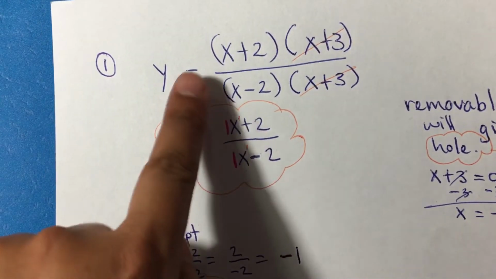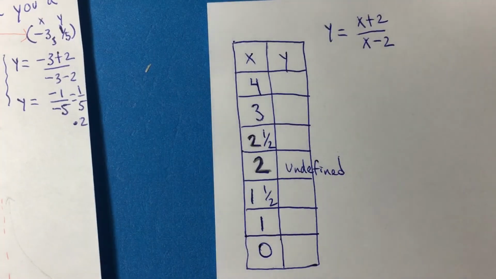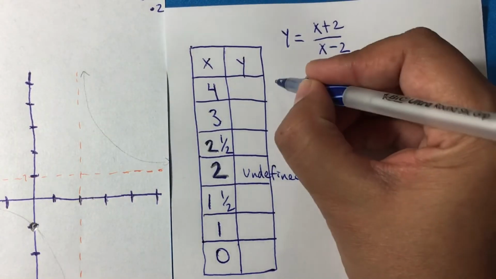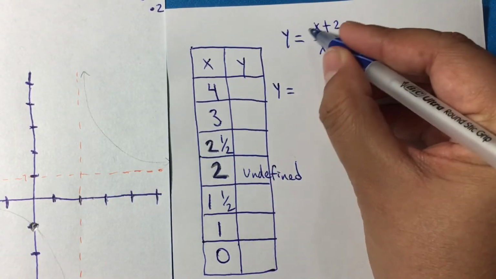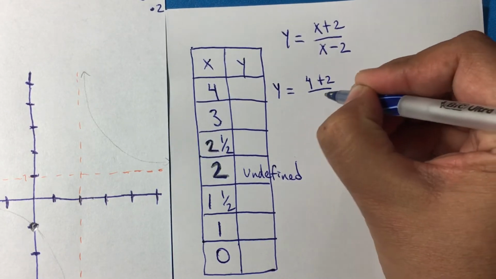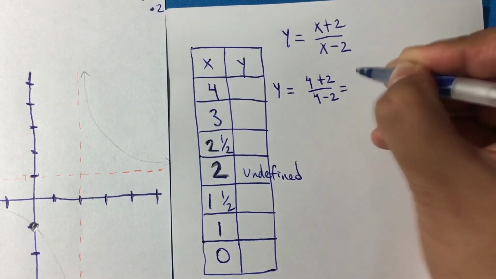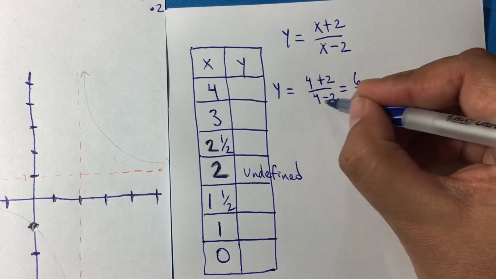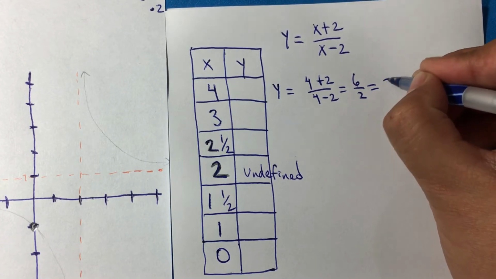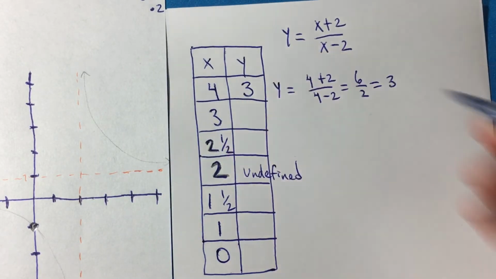Okay, so y is equal to x plus 2 divided by x minus 2. I'm just getting the simplified form of that fractional expression or function that we have, and let's start working with it. So y is equal to, we replace the x by 4 plus 2 divided by 4 minus 2. 4 plus 2 is 6, 4 minus 2 is 2, and 6 divided by 2 is 3. So that's the value right here.